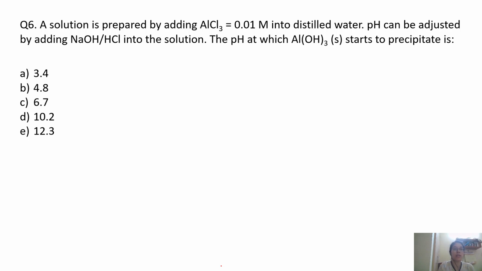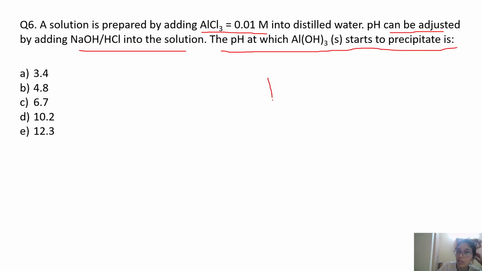Question number 6 is, a solution is prepared by adding AlCl3 at 0.01 molar into distilled water. pH can be adjusted by adding NaOH and HCl into the solution. The pH at which AlOH3 will start to precipitate is, so there will be different regions of pH where it will start precipitating. So we need to find out the pH where it will start precipitating.